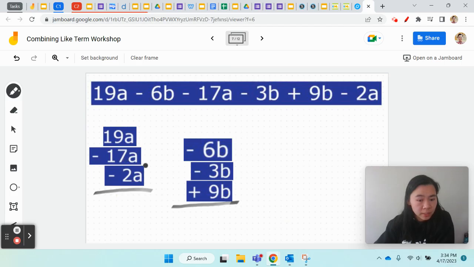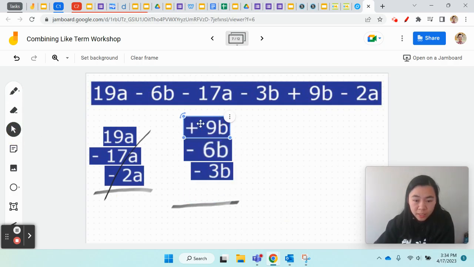Let's combine these like terms. 19 minus 17 is 2. 2 minus 2 is 0. So I have no a's left. Actually, let's put this one up top. A positive 9 minus 6 is 3b. Minus 3b is also 0. Here's a good example of why combining like terms is going to save you a lot of time. If you take the time to evaluate this very, very long expression with 1, 2, 3, 4, 5, 6 terms, you're going to do a lot of work to then realize our answer is 0 because all of the terms end up canceling each other out.